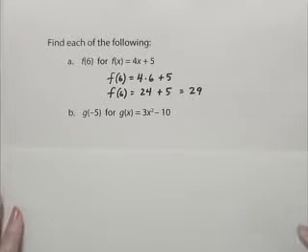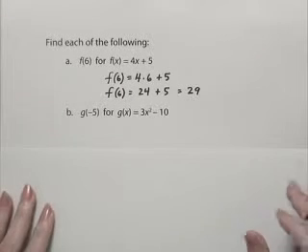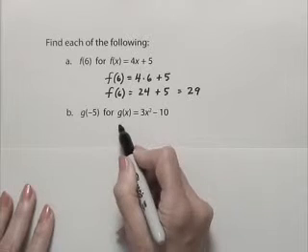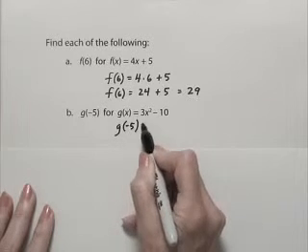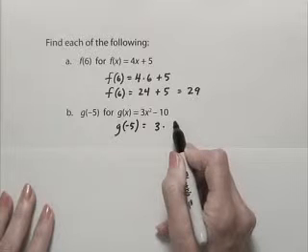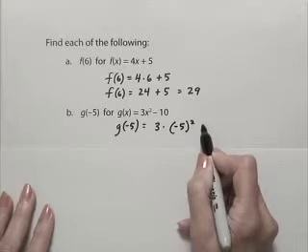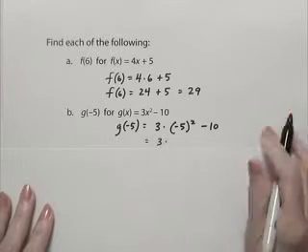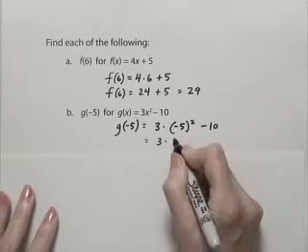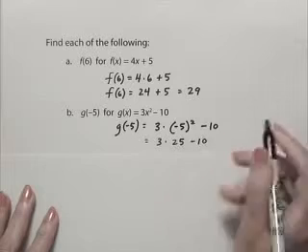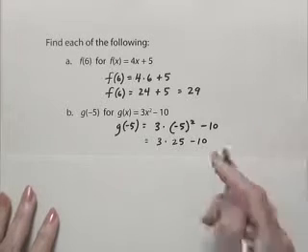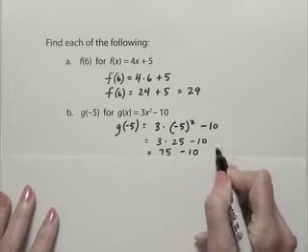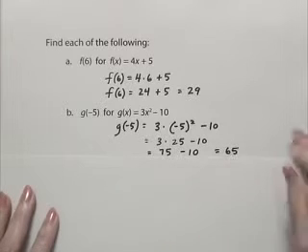Second example, let's find g of negative 5 for g of x equals 3 times x squared minus 10. g of negative 5 will equal 3 multiplied times negative 5 squared minus 10. That's equal to 3 times negative 5 squared, which is 25, minus 10. We do our multiplication first. 3 times 25 is 75. 75 minus 10 equals 65.